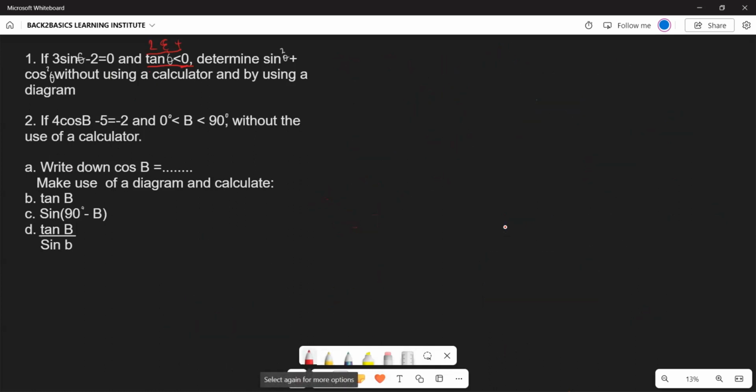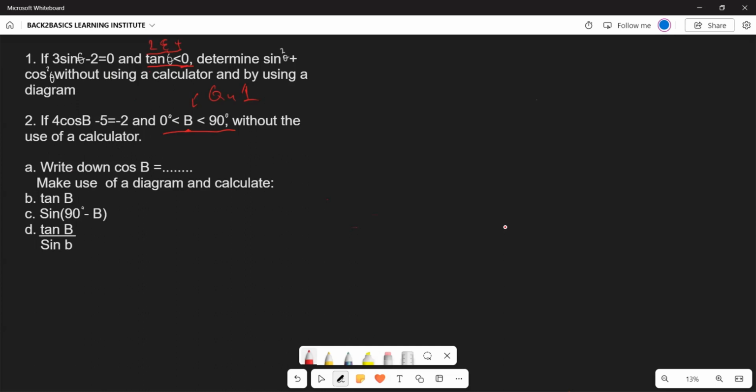They say now if you have 4 cos B subtract 5 is equal to negative 2, and the angle B is found between 0 and 90 degrees. I think from there, you already know that B is in quadrant number 1. That's at least one thing that you already know, right? So now let's see what is required of us.